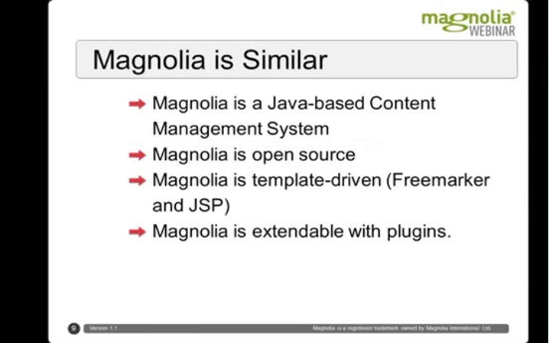It's also Java-based. It's also open source. It's also extendable with plugins, and there's also a vibrant community producing lots of different plugins for Magnolia. And it's also template-driven, but you'll notice that I've mentioned that there are two slightly different types of templates. You can also use JSPs in Magnolia if you want, but there's also something called a Freemarker template. The Freemarker template uses a slightly different syntax, but in both cases, they're very similar here.